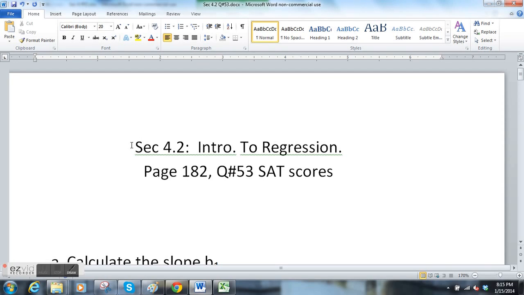Hi there. This is section 4.2, the Introduction to Regression, and I wanted to go over question number 53, the SAT scores, which is on page 182. This is a homework question.